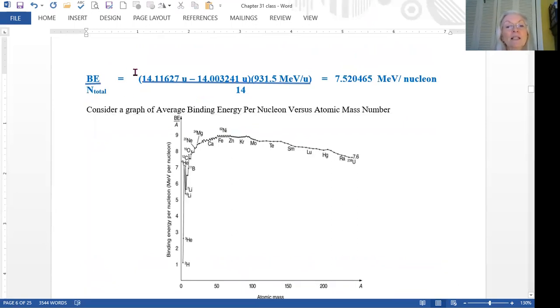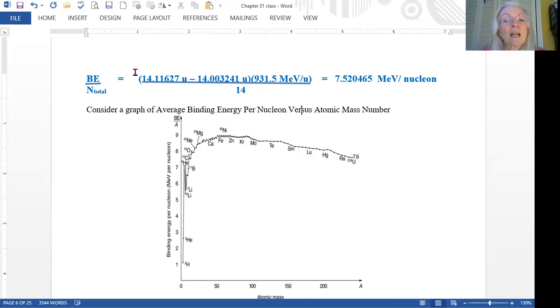So we have 14.11627 minus 14.003241, times 931.5, divided by 14. And we have 7.520465. And the units would be MeV per nucleon. Another way to remember the formula is parts minus whole. So the protons and the neutrons are the parts and the whole is what we look up for the designated atom in the table.